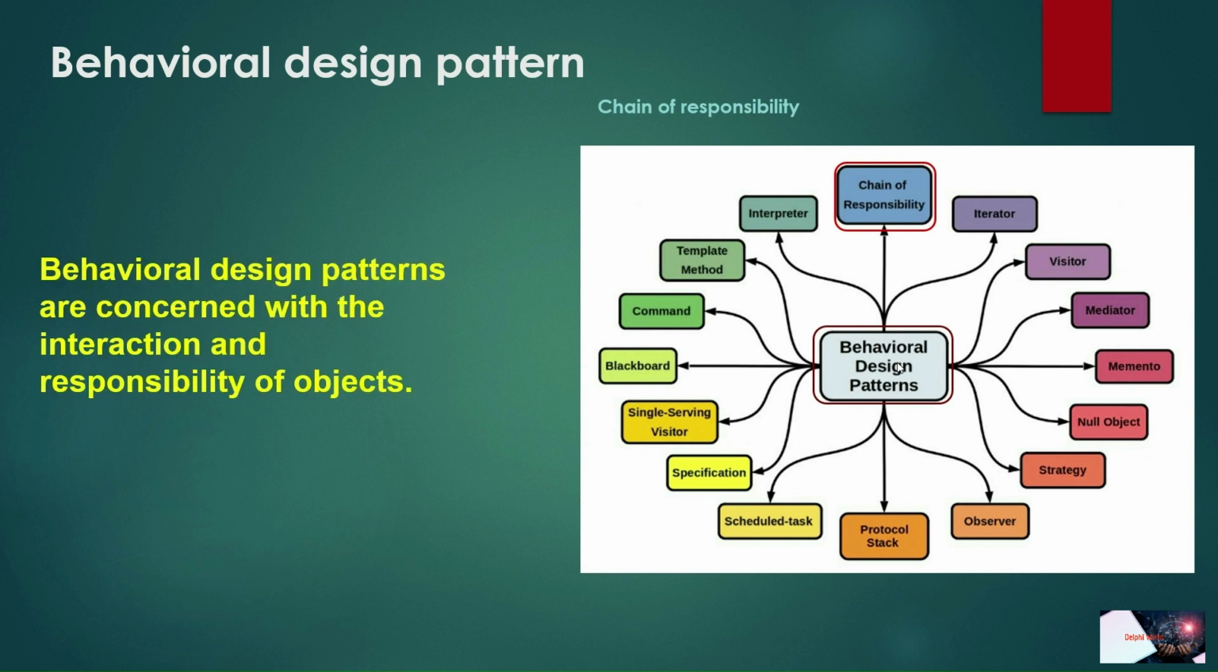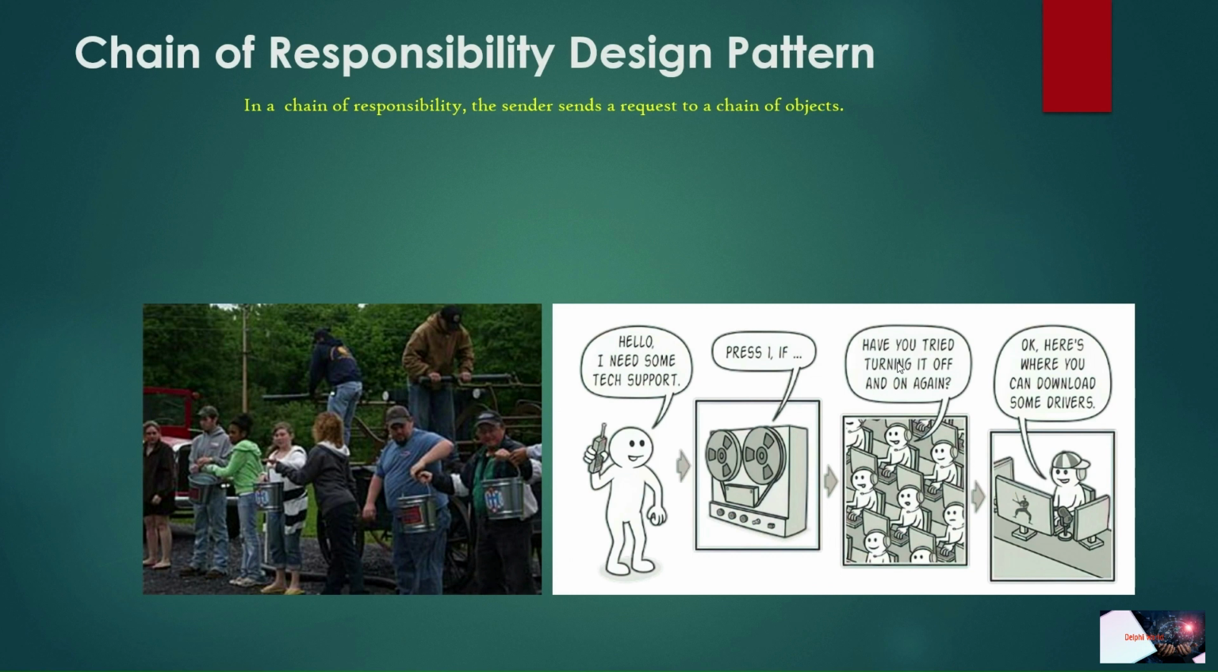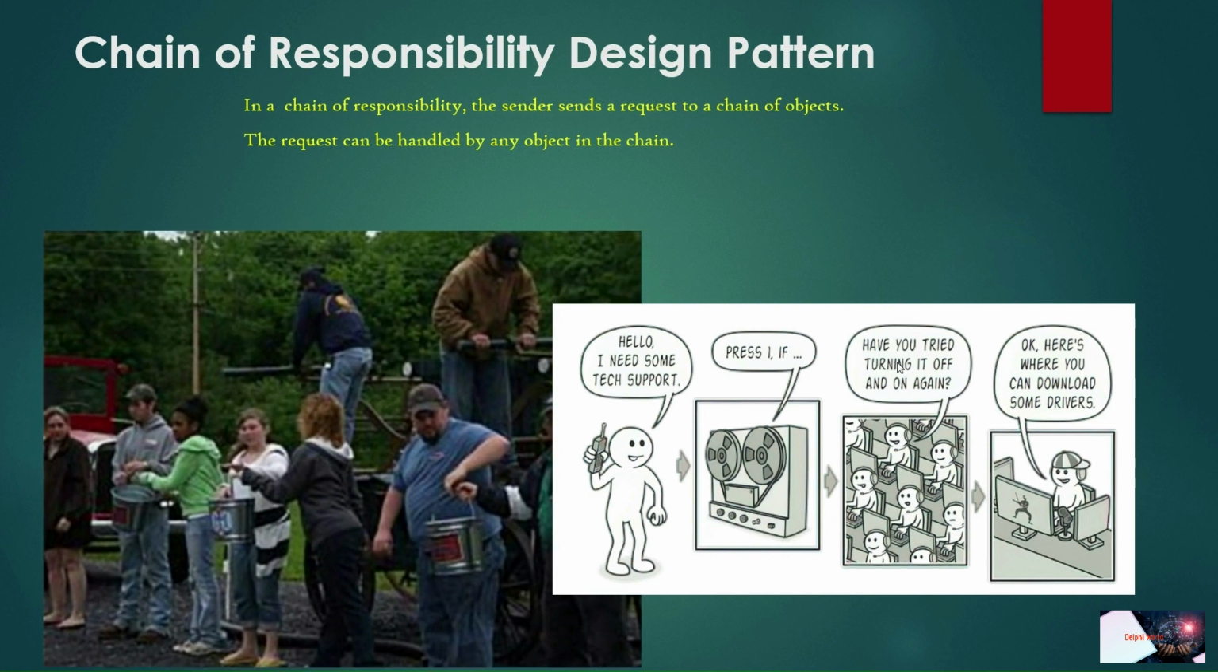Behavioral design patterns are concerned with the interaction and responsibility of objects, right? In chain of responsibility, the sender sends a request to a chain of objects. Here each and every person is considered as an object. Just consider this bucket is the request. When the sender sends a request as a bucket to the objects, any object can handle this request. So that means the request can be handled by anybody. It's not like a very specific person must handle the request. So that's the loose coupling here.